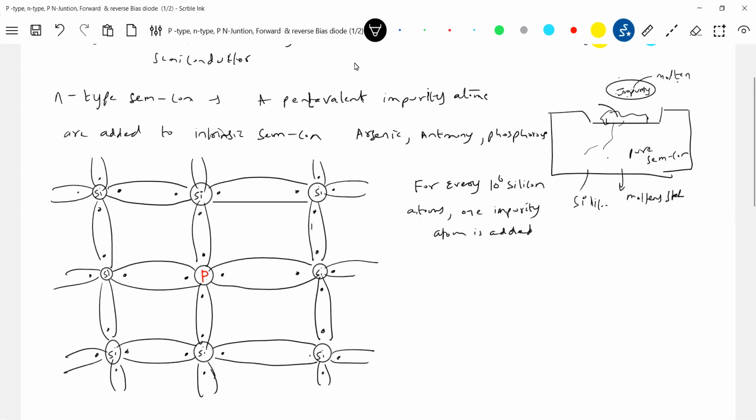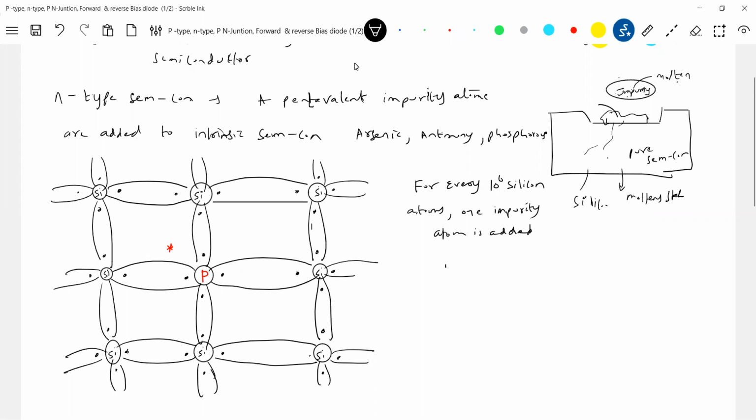So phosphorus is a pentavalent impurity, so one electron will now be loosely bound. You can show it in red color. It is very loosely bound. What is the energy with which it will be bound? 0.045 electron volt. So what will the band structure be? How will the relative band structure look?